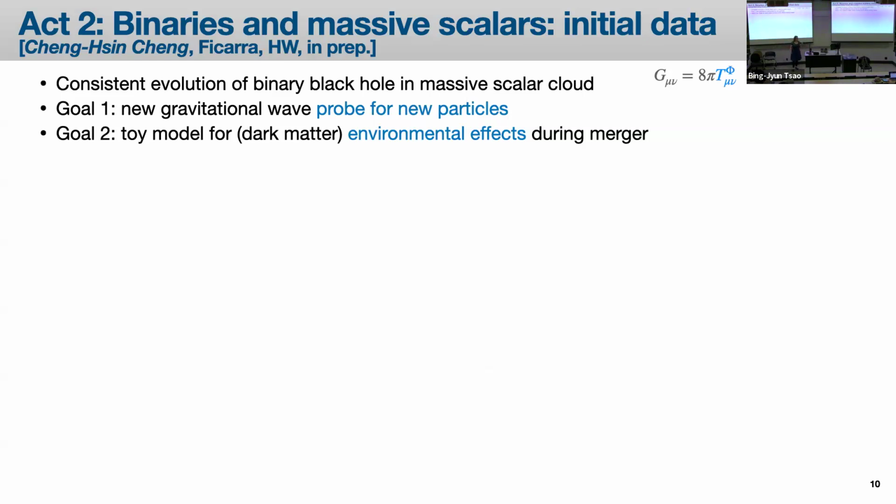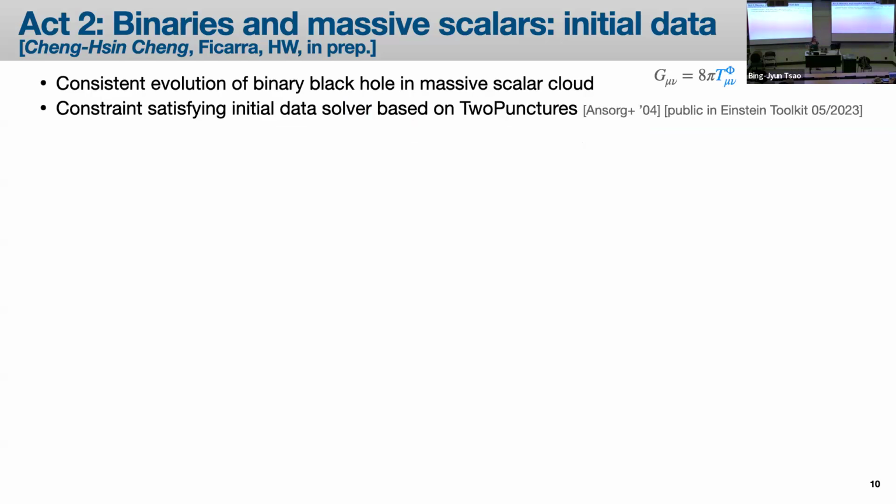And here, the first goal that we had was to actually try and see if we can use this to look for new types of particles. The second realization was that we can actually also use this as a toy model for environmental effects, and that I think will be interesting to really think about gravitational wave modeling for LISA, potentially also for LIGO. Okay, so the first thing that we did was actually write a constraint satisfying initial data solver to do that. And it's based off two punctures. And the solver is actually already in the Einstein Toolkit and has been for a while. And I can tell you in a second why that is.